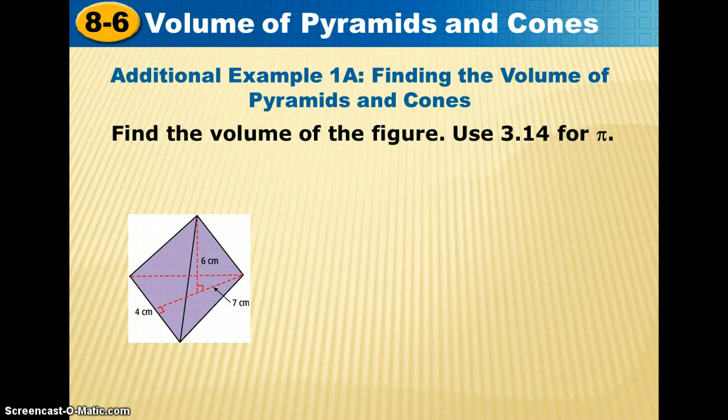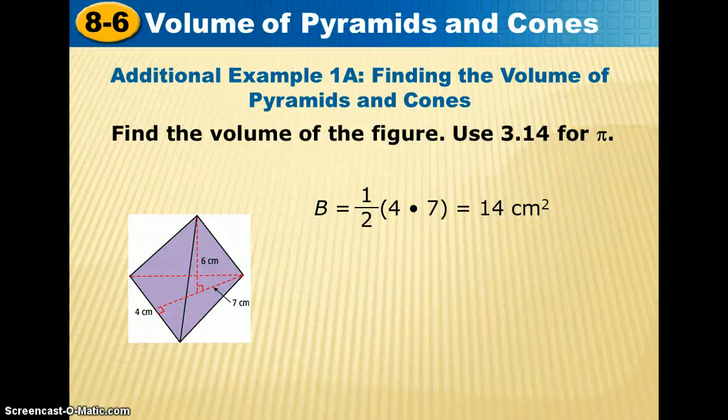Again, when we're doing these, the first thing we need to identify is the base. And the base is a triangle, so big B in this case will be the area of a triangle formula, which is 1/2 base times height. So looking at the base and the height in this shape, the base would be 4, the height would be 7. So simply plugging those in for 1/2 base times height, we would get 1/2 times 4 times 7, which would come out to 14 centimeters squared.